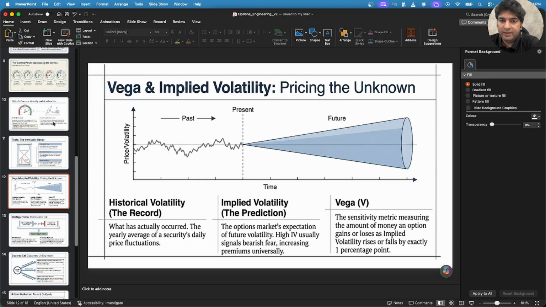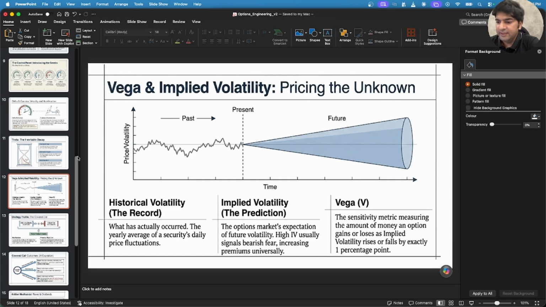Then we have the implied volatility, which is usually the market expectation of future volatility. High VIX, and then we have the high IV of different option contracts as well. Different option contracts have IVs of their own, and this is tracked by Vega. This sensitivity metric usually measures the amount of money an option gains as implied volatility rises and falls by exactly 1 percentage point.